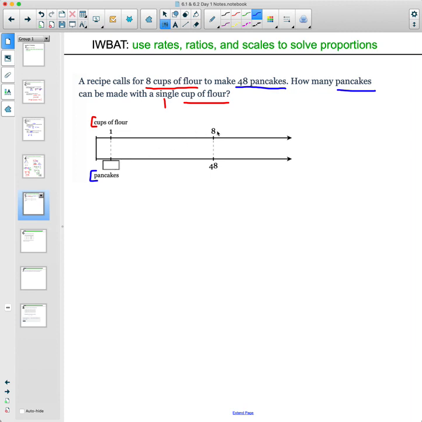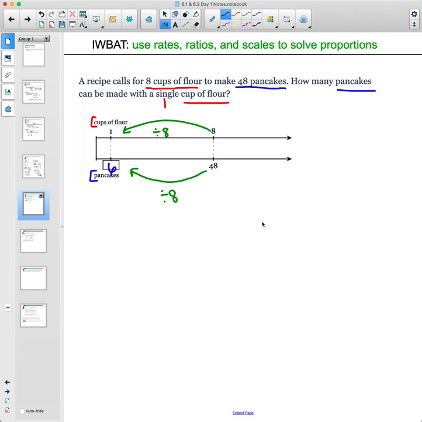There are multiple ways you can do this. One is what I talked about with that division, because it's going to proportionally, at the same ratio, simplify down. So 8 down to 1 is divide by 8. Divide it into 8 equal parts and you'll figure out the pancakes. 8 cups divided by 8 gets us down to 1 cup. 48 divided by 8 gets us down to 6 pancakes. So you can do it that way.